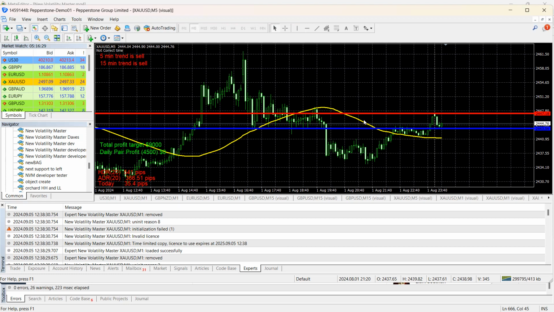And just FYI, if your software expires, it won't take out any more trades, but it will continue to manage any trades that you currently have open from the software. It's just a safety thing.